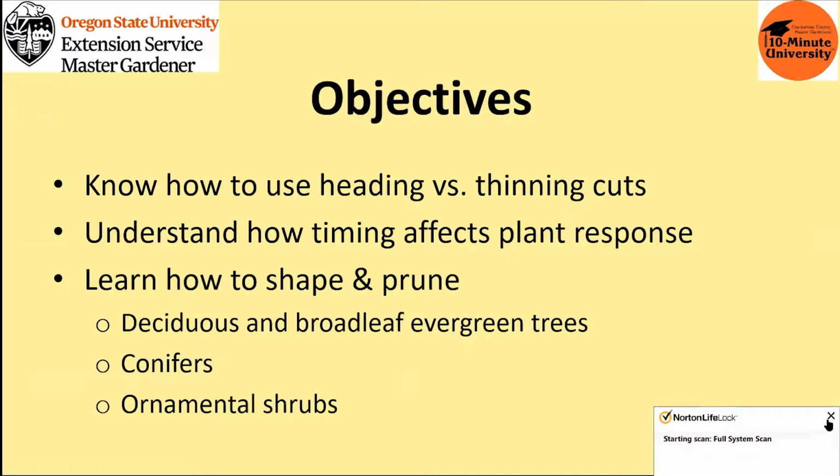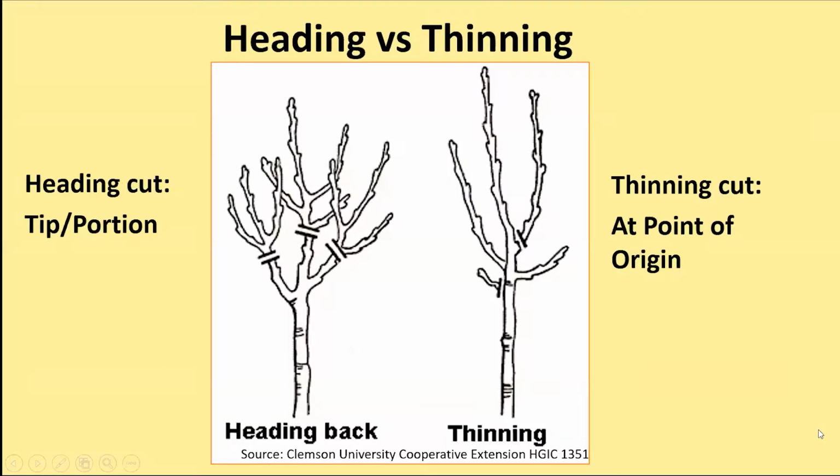My goal for you today is that at the end of the class, you're going to know how to use major pruning cuts. You'll know how timing affects plants' response to pruning cuts, and you'll learn how to shape and prune 3 types of plants. So let's first look at the 2 types of pruning cuts. Heading cuts remove a portion of a branch, generally to an outward-facing bud. And thinning cuts remove it from the point of origin. That's another way to say take off the whole thing.